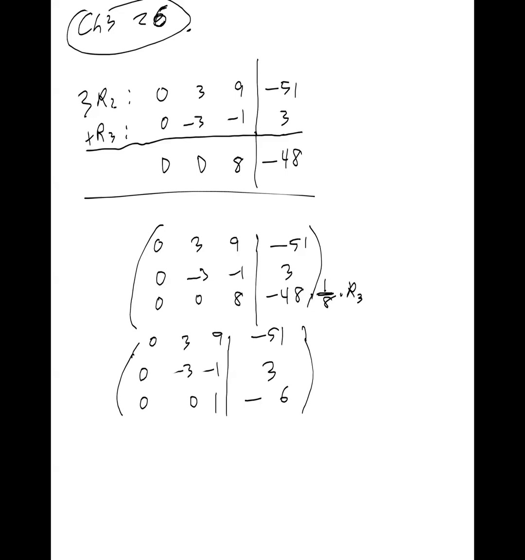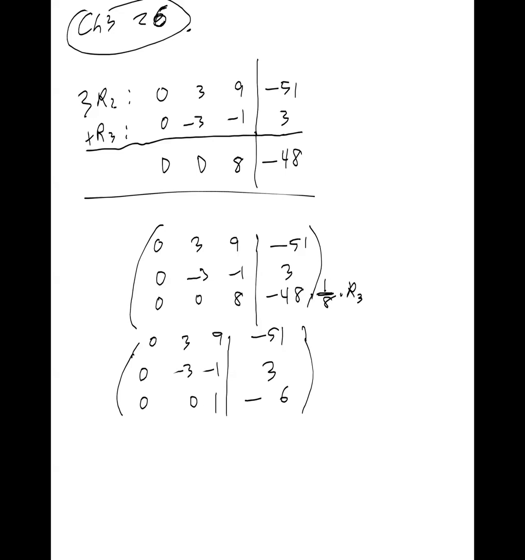0, 3, 9, -51, except -51 is not like Sudoku because are you allowed to have 2-digit numbers in Sudoku? Okay, that's what I thought. Right. So 0, 3, 9, -51, 0, -3, -1, 3, 0, 0, 1, -6.